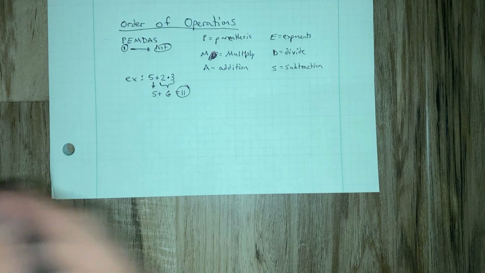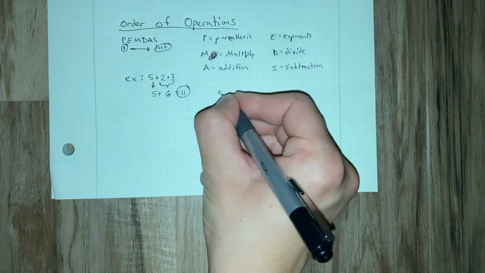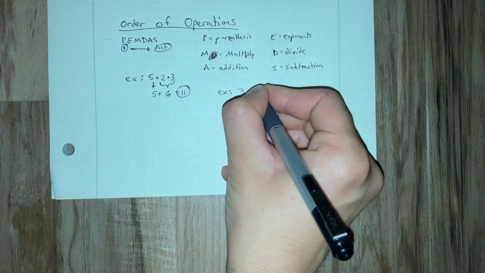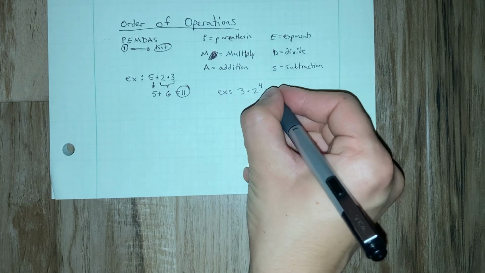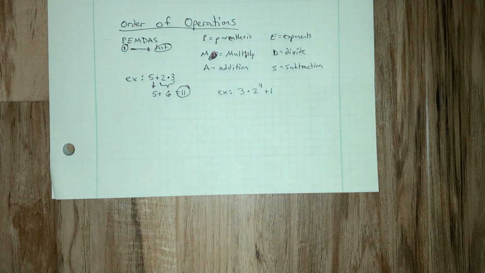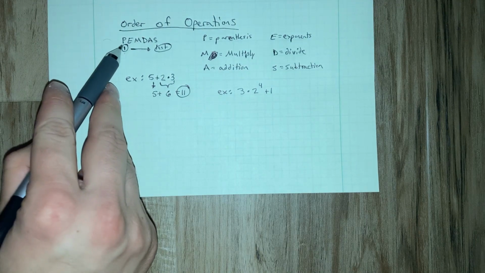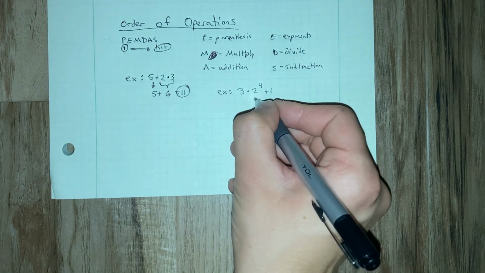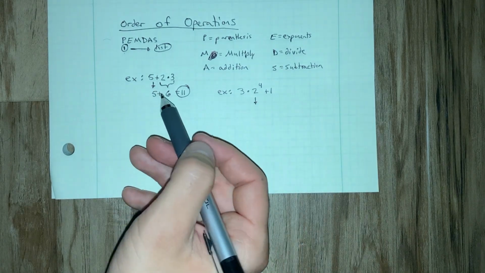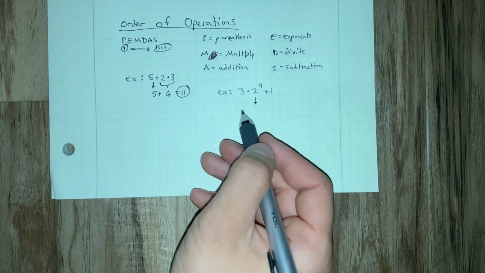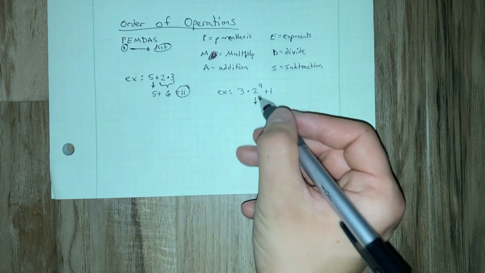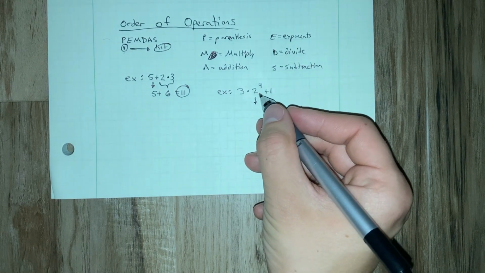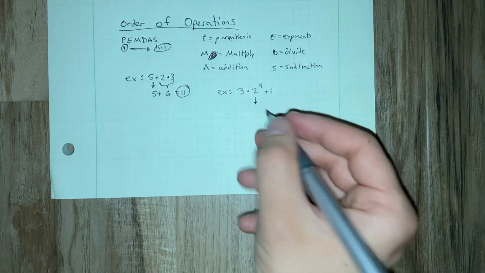Okay, here's another example. I'll write it right over here: 3 times 2 to the 4th power plus 1. Well, do we have any parentheses? I don't see any. Exponents? Yeah, we got one right here. So anytime I do an operation, I like to just move down a line. So 2 to the 4th, what's that? Well, 2 times 2 times 2 times 2. That's 16.